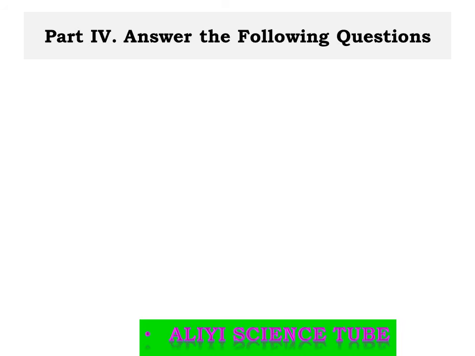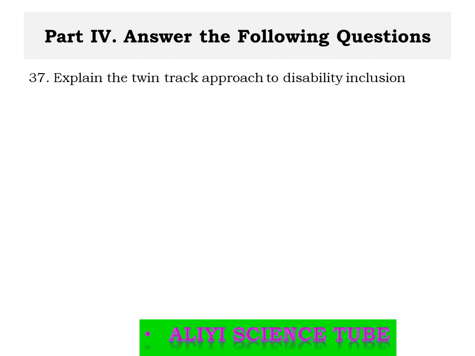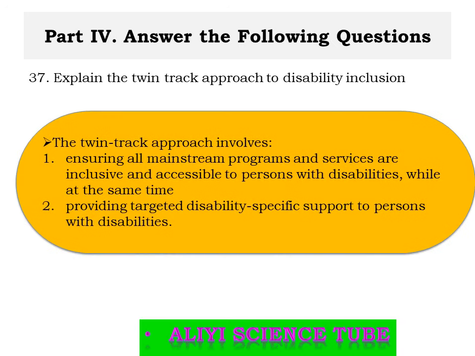Part four. Answer the following questions. Question number 37. Explain the twin track approach to disability inclusion. The twin track approach involves two things. One, ensuring all mainstream programs and services are inclusive and accessible to persons with disability, while at the same time providing targeted disability specific support to persons with disabilities.